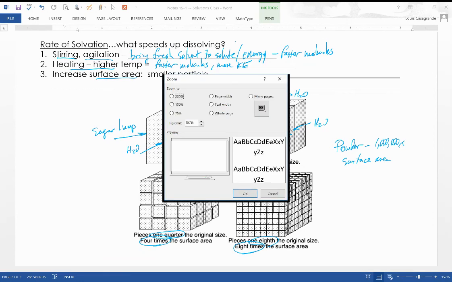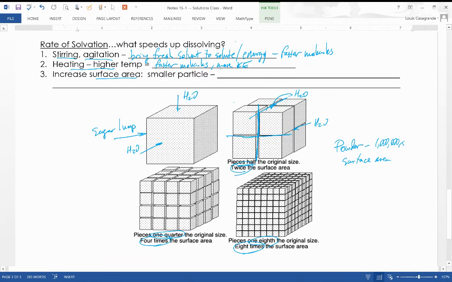So a smaller particle gives us more exposure of the solute to the solvent, and increases that solvent-solute interaction that we need to form the solution.